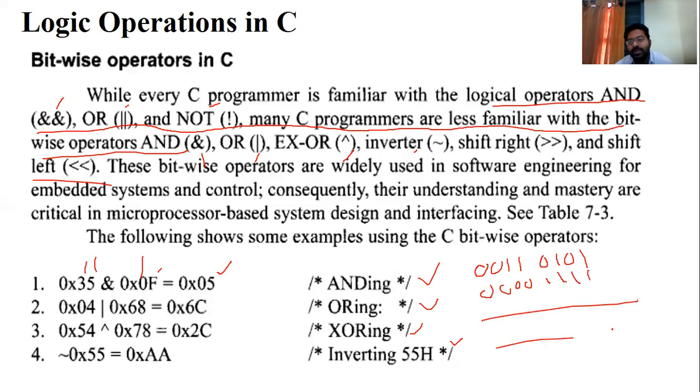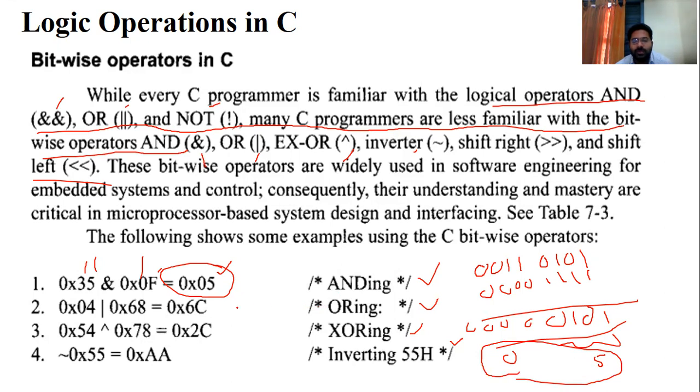What is the AND operation? If two inputs are 1, then the output is 1. So the result is 0101 for the lower nibble and 0000 for the upper nibble. So this is 0 and this is 5. We get 5. Verify this one, this is 5.